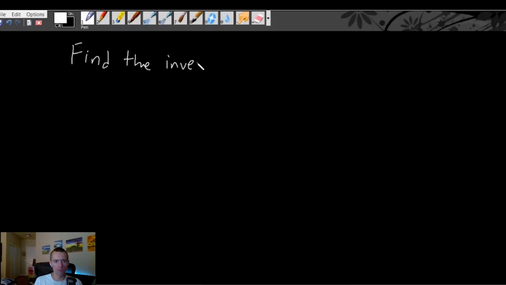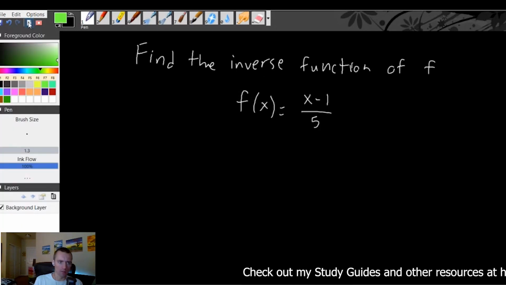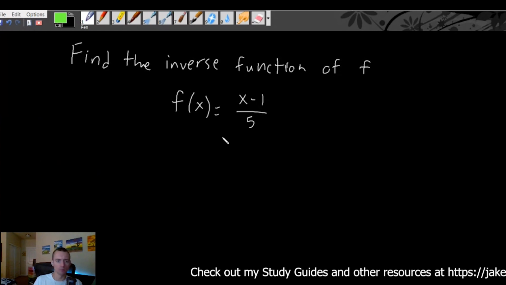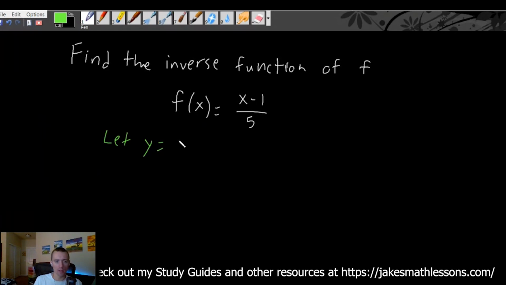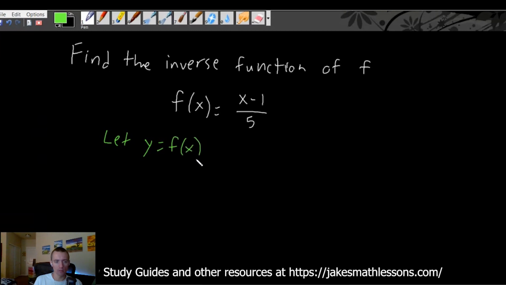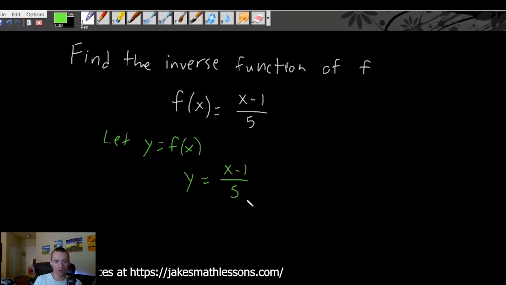Find the inverse function of f, where this time we have f of x equals (x minus 1) all over 5. So again, same process that we just went through in the last one. We're going to basically just say let y equal f of x, and we're just changing our f of x to a y. So y equals (x minus 1) all over 5.